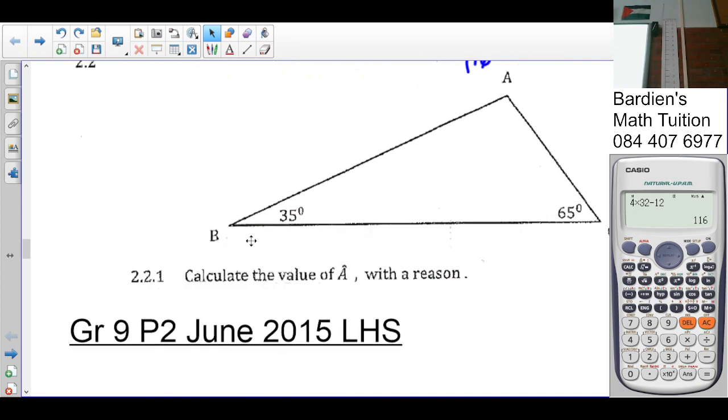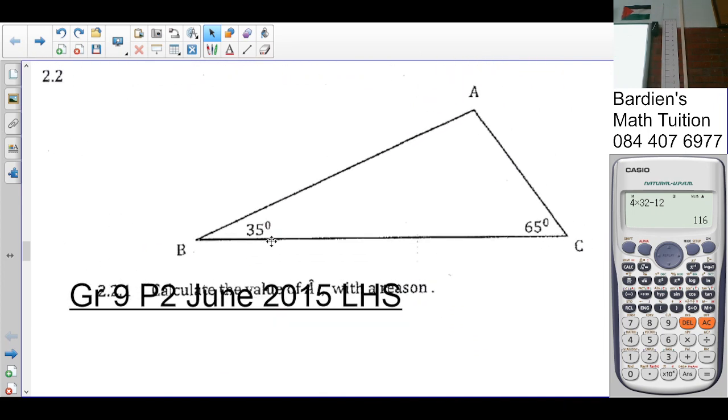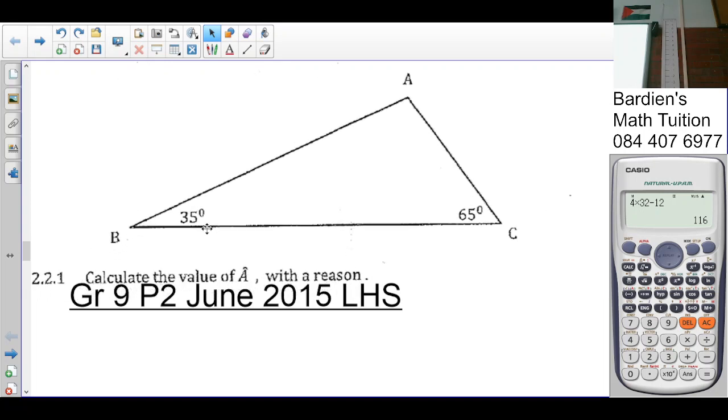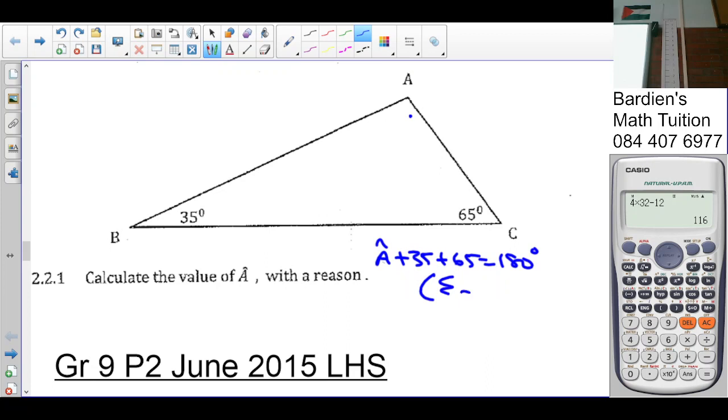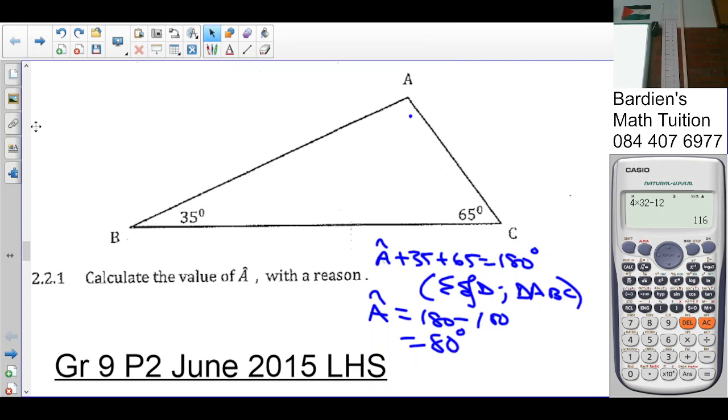Number 2.2. We are told in 2.2.1, they ask you to calculate angle A with reason. How do you calculate angle A? We know that angle A plus 35 plus 65 equals 180. Why? Sum of angles of a triangle. And it's triangle ABC. So angle A is equal to 180 minus 100, which is 80 degrees. Okay, go to the next one.